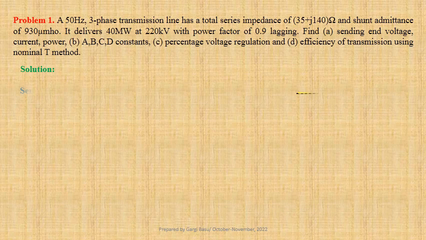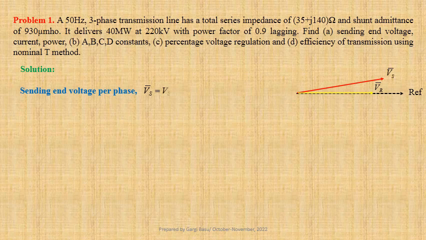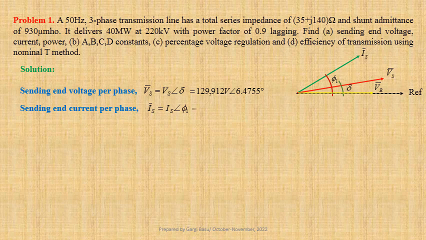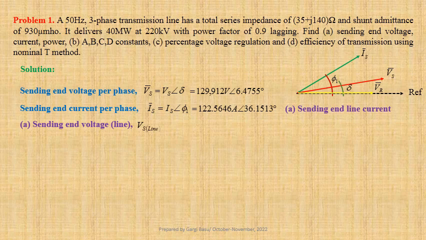We have computed sending end voltage per phase Vs equals Vs at an angle delta equals 129,912 volts at an angle 6.4755 degree, and sending end current per phase Is equals Is at an angle phi 1 equals 122.5646 ampere at an angle 36.1513 degree. For star connected system, sending end current per phase equals sending end line current, and line to line sending end voltage Vs line equals root 3 times Vs, that is equal to root 3 into 129,912, which is approximately equal to 225 into 10 to the power 3 volts or 225 kilovolts.